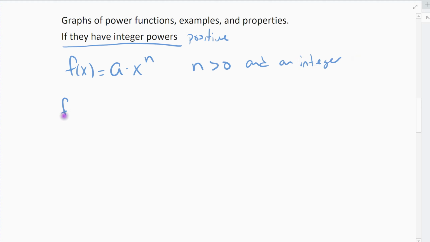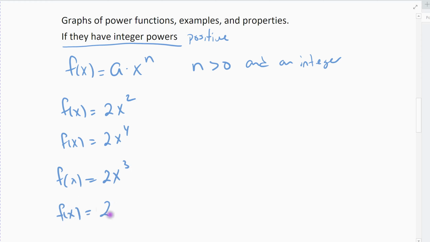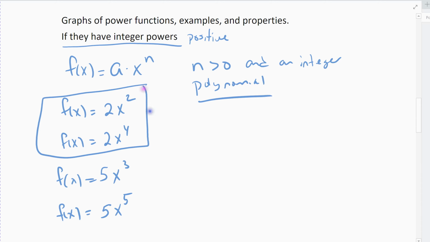So examples of that would be 2x squared, 2x to the 4th, 2x cubed. I just left 2 because it's the same. You can have a different number than 2. Maybe I'll make a different number: 5x cubed, 5x to the 5th. Which these really are polynomial types, and they follow the same pattern as any of my other polynomials. They're actually simpler cases. There are the power functions where it's even and the power functions where it's odd.